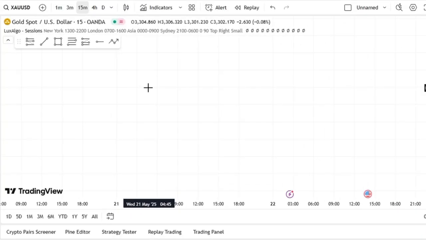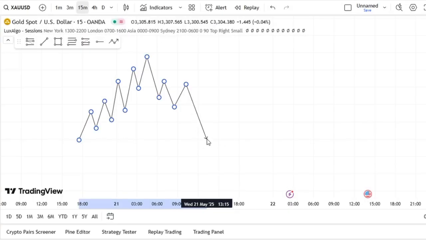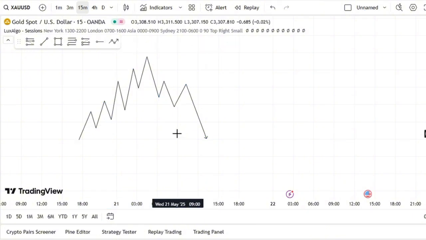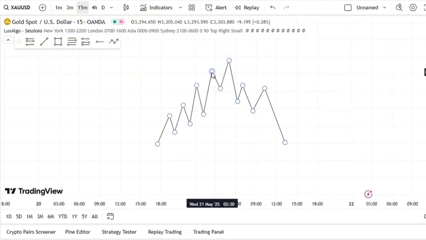Hello everyone, we're going to talk about breakup patterns today. So a breakup pattern is basically a reversal pattern. This is what I mean: a breakup block is used to frame a reversal. It has to form a high, a low, a higher high, and then a lower low.